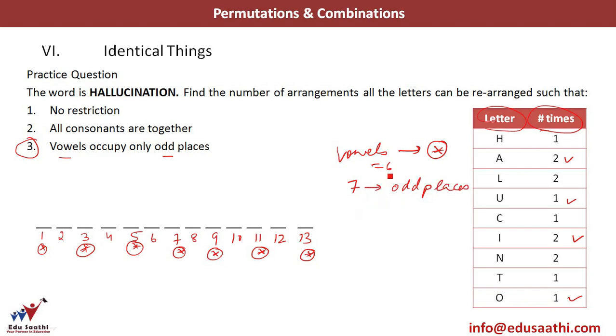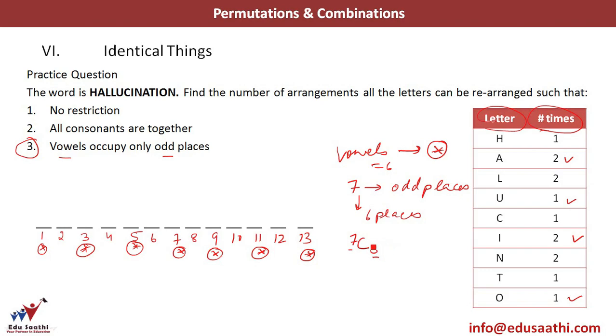So if I have to place 6 vowels in these 7 places, first I have to choose the places I want to place vowels in. So out of the 7 places, I'll have to choose 6 places where I will place the vowels. That can be done in how many ways? 7C6, the number of ways I choose 6 places out of these 7, and in these 6 places the vowels will be placed.